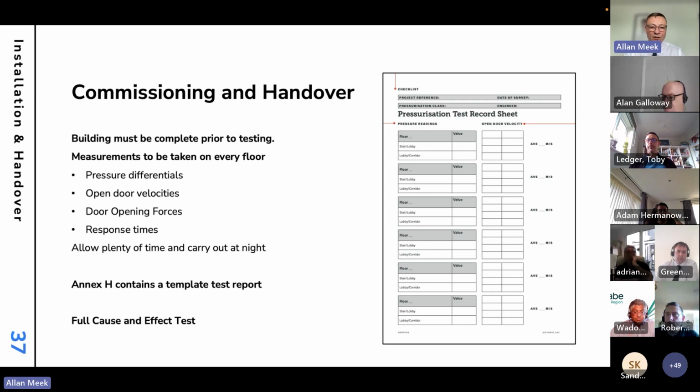Annex H of 12101 Part 13 contains a really good template test report. So if you have nothing else available, I would recommend that you use that. And we would then expect a full cause and effect test, where we test every point on the system using the live system. If there are any other systems that are being used to trigger it, sprinkler flow switches, fire alarm system, that the test is live from those systems before accepting the system.